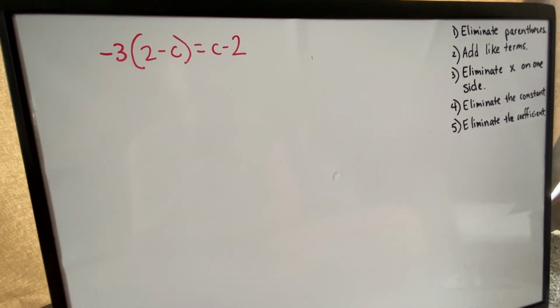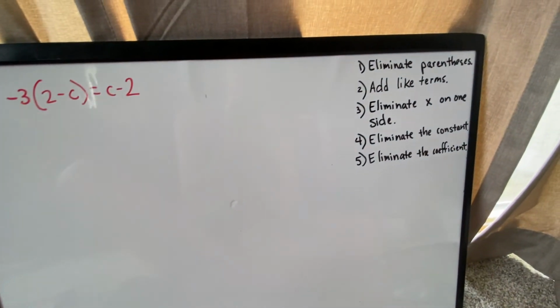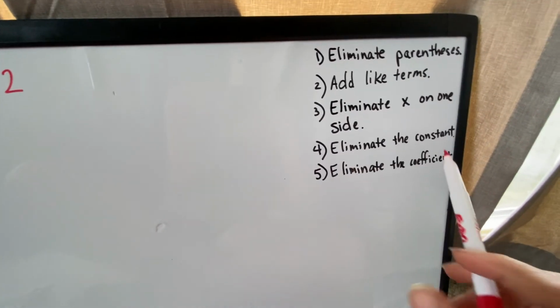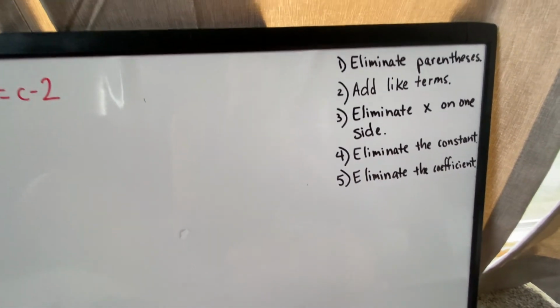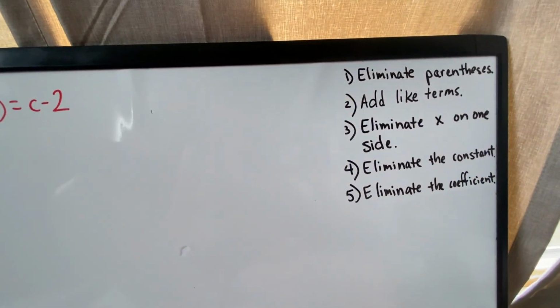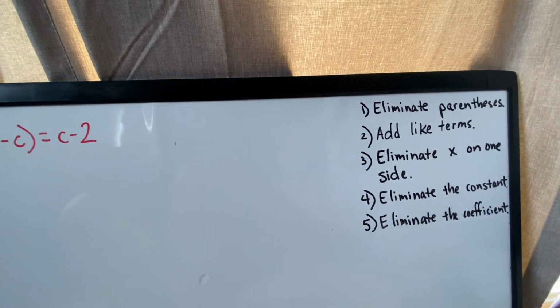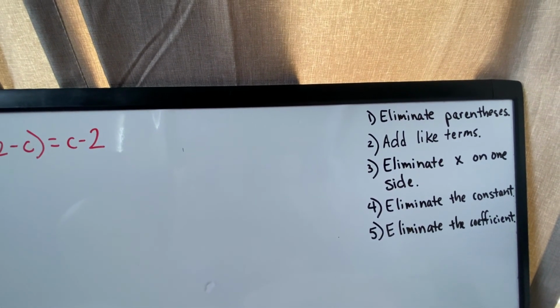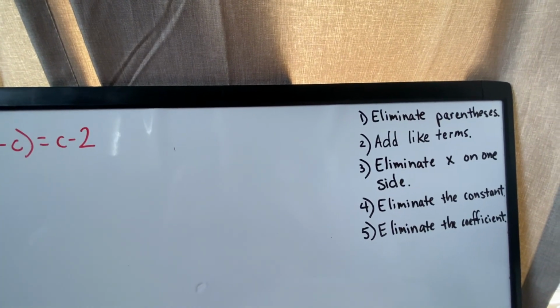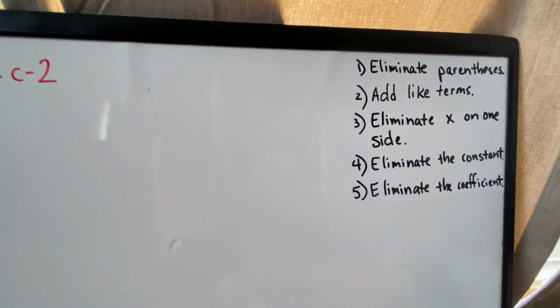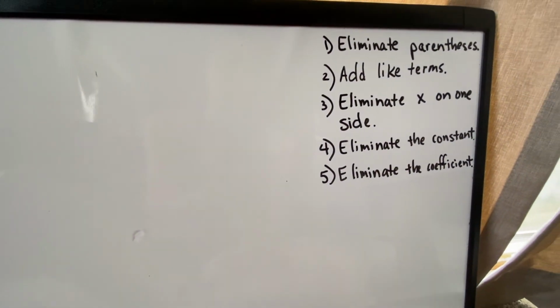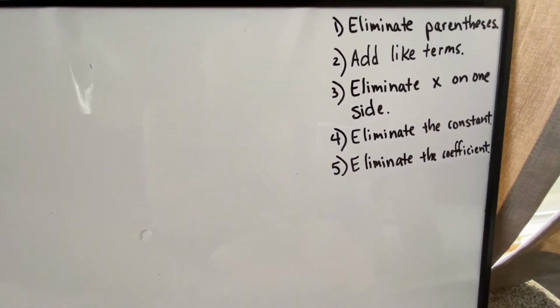Okay, we're looking at lesson 31. And before we begin, I'm going to go over here. You can find this information in your book. It is on the bottom of page 128. And it's kind of a list of things you can follow, steps you can take to solve equations.